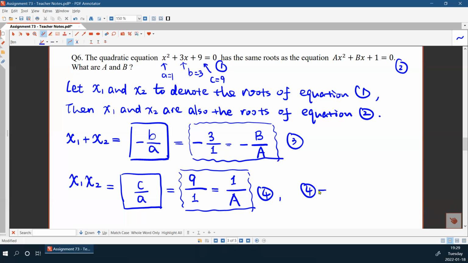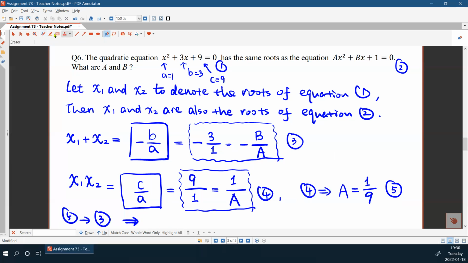So according to 4, we can successfully solve that A is actually 1 over 9, right? You see that? Okay, so let's label this with 5. Then we can put 5 into 3 to solve B, right? Can you see that? Okay, so what is B if you put 5 into 3?